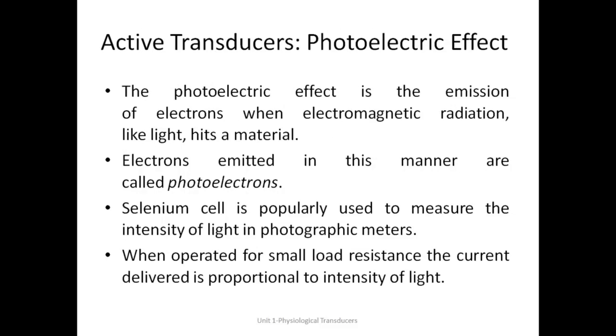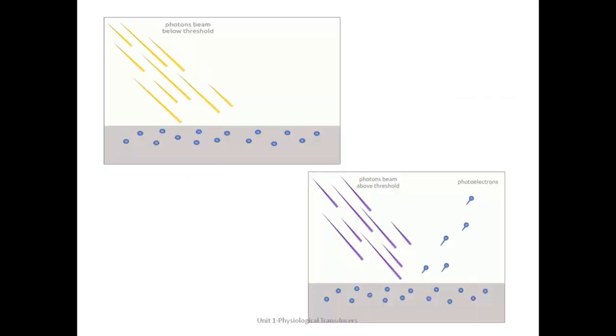Now, photo means light, right? So over here, we are converting from light energy to electrical energy. The photoelectric effect is the emission of electrons when electromagnetic radiation like light hits a material. The electrons are emitted in this manner and they are called photoelectrons. You can understand that when operated at a small load resistance, the current delivered is proportional to the intensity of light. You can very easily understand in this picture, when the light beam strikes the surface of the photosensitive device, the energy from the photons is transferred to the electrons of that particular device, or that particular surface.